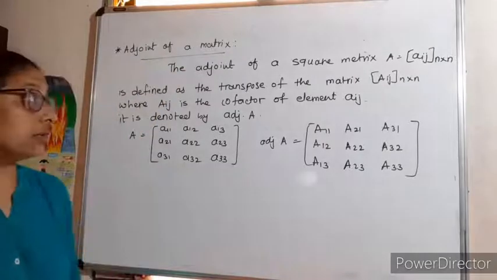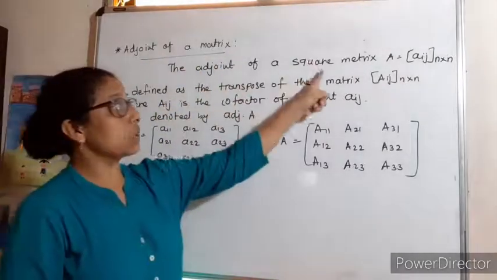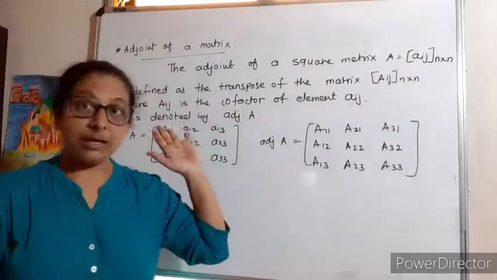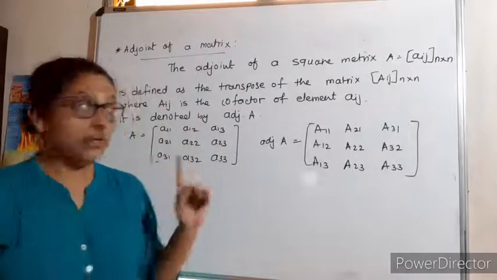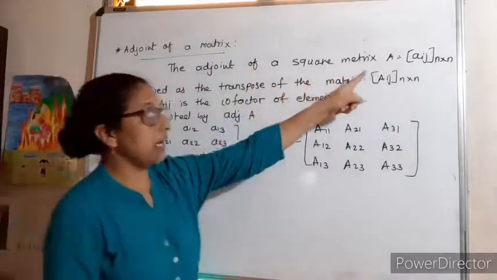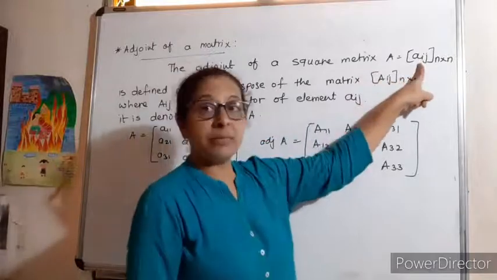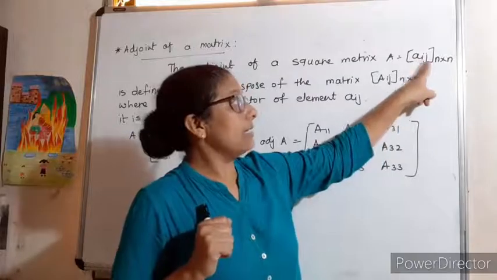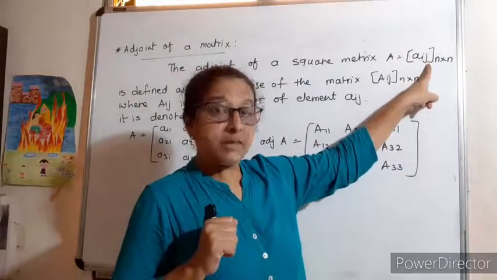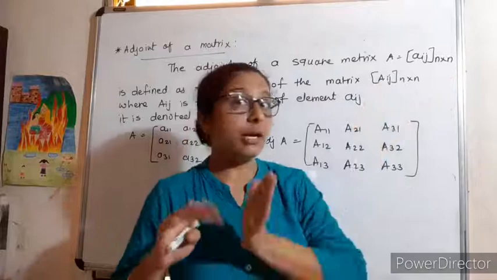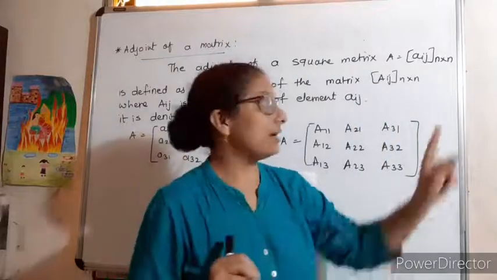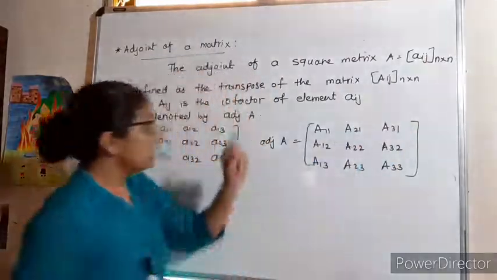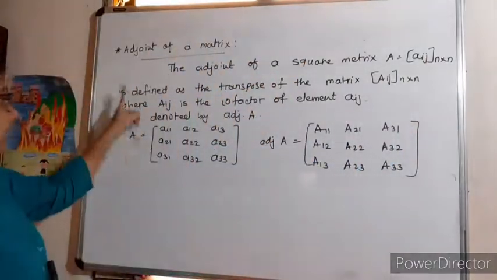Now, adjoint of a matrix, what does it mean? What is its definition? Here, the adjoint of the square matrix. Keep in mind always, we will find the adjoint of a square matrix only, right? 2 by 3, 3 by 1? No. So, adjoint of the square matrix Aij. This is the symbol to write the short form of the matrix. Aij, that is ith row, jth column. N cross N matrix, whether you write M cross M or N cross N, that is row and column is equal. Therefore, it is called a square matrix.